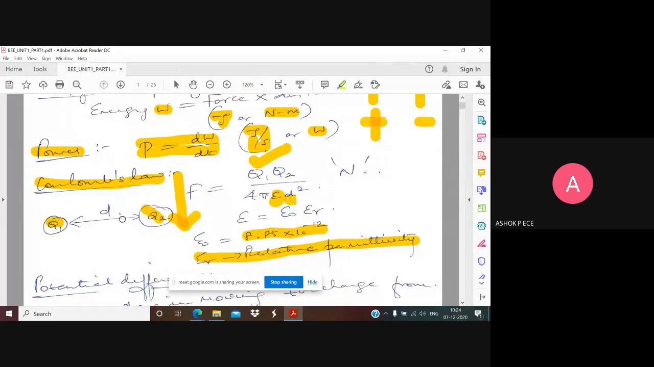If the particles are 1 kilometer apart, the force is very, very small. If the particles are 100 meters apart, the force is going to be very, very large. So remember, force depends on the magnitude of charge, the permittivity, and the distance. It is directly proportional to Q. It is inversely proportional to epsilon and d.